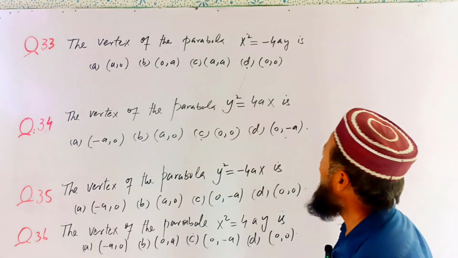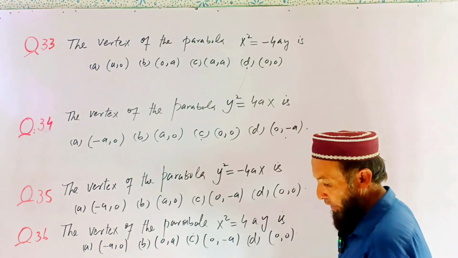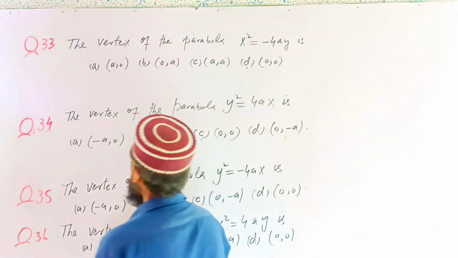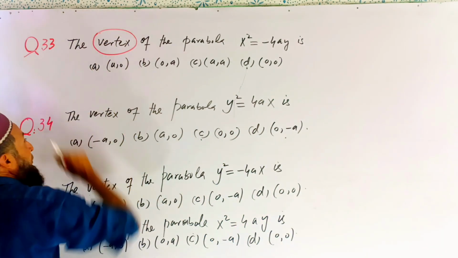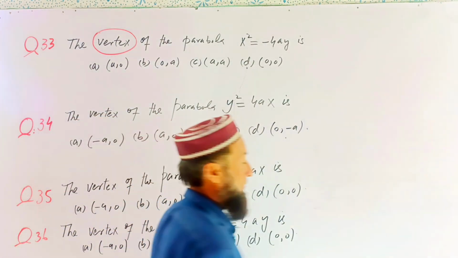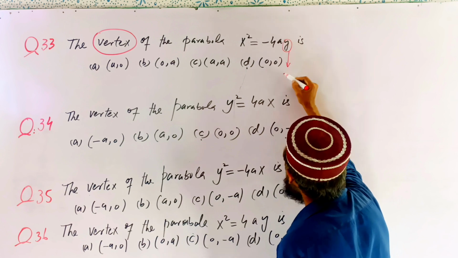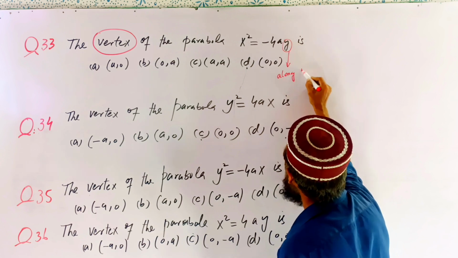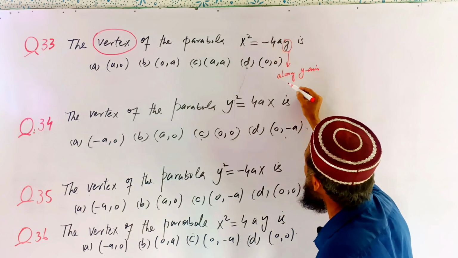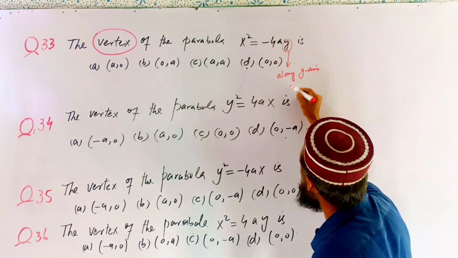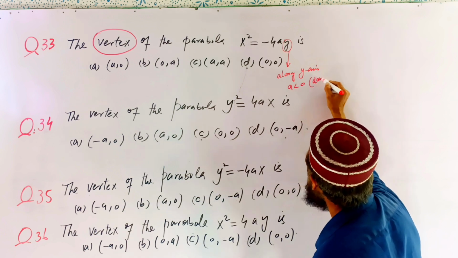The vertex of the parabola x square is equal to minus 4ay. Vertex is required, here we are finding the vertex. First of all, we recognize the parabola is making forwards. From here, we conclude that it is along the y-axis, and the negative sign shows that the parabola is downward. Here a is less than 0, so the parabola is downward.